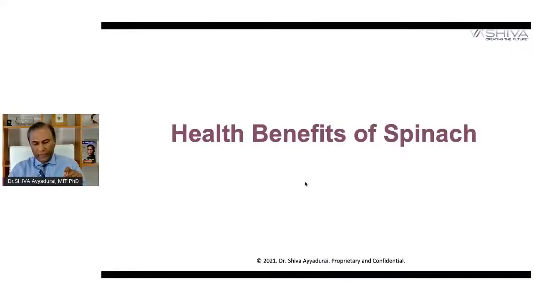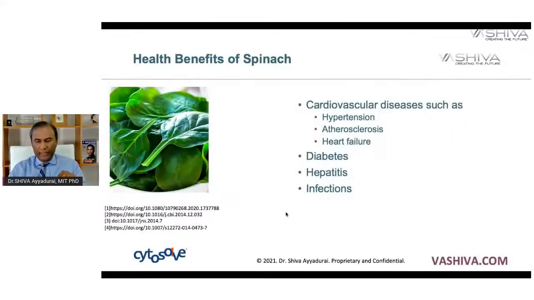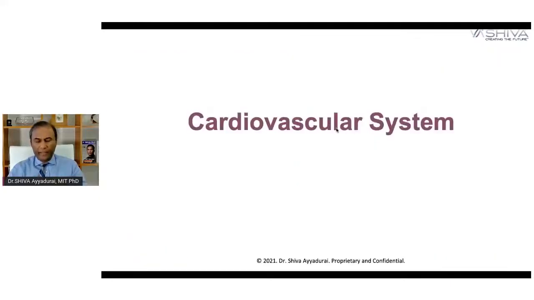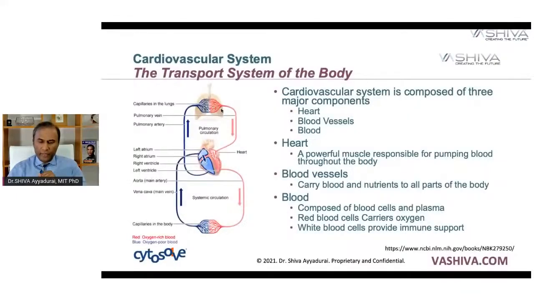Now, the health benefits of spinach are the following. It has benefits relative to 4 areas: cardiovascular, diabetes, hepatitis, and infections. We're going to focus on cardiovascular disease relative to hypertension, arteriosclerosis, and heart failure. These are the areas that spinach has quite a bit of benefit. Now, John's going to play this other video shortly, we want to take a systems approach here. And if you look at the cardiovascular system, you notice it consists of the lungs, the heart, the vasculature, all these arteries, and blood.